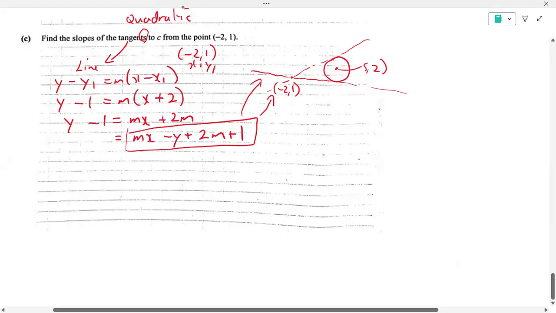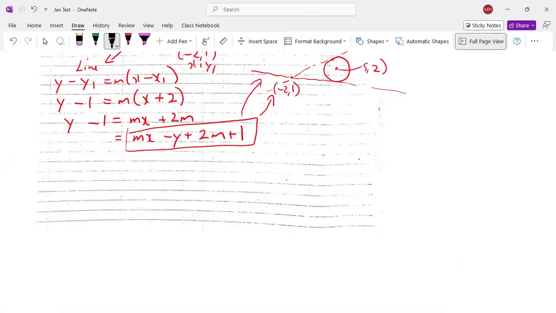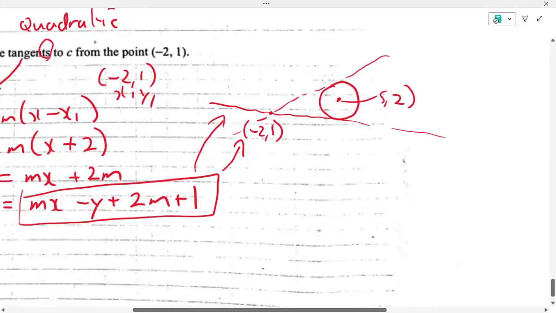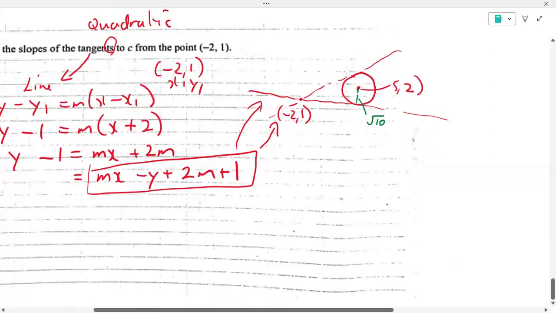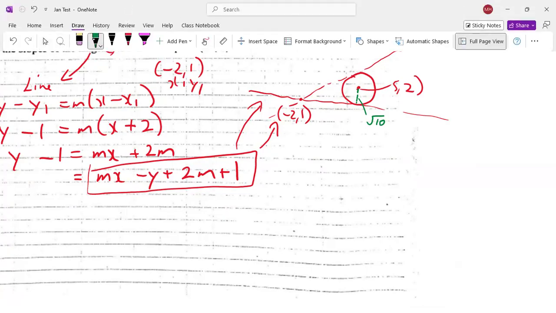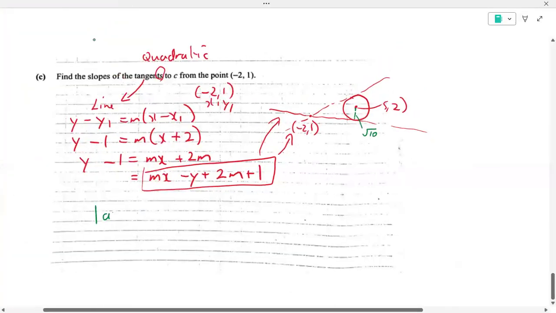So what do we do next? Another thing we can do is get the perpendicular distance from the center to the tangent. That should be the same as the radius, and we figured out in the other video that the radius is root 10. So what I'm using is my perpendicular distance formula. This is in my log tables, on page 19.